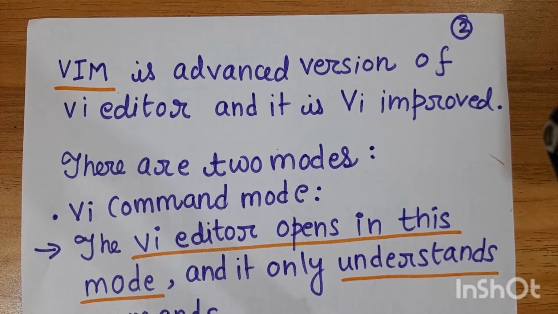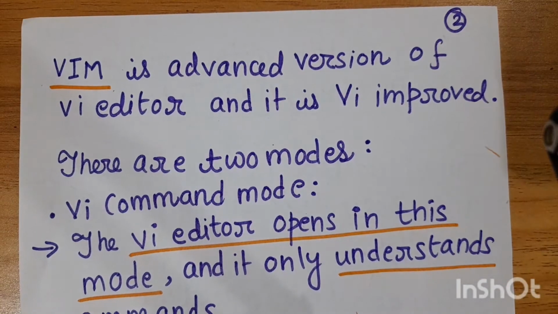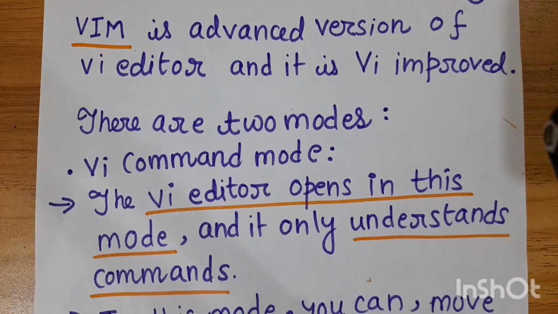There are two modes of the VI editor. The VI editor works in two modes. One is the VI command mode and the other is the VI insert mode. Let's talk about the command mode. The VI editor opens in this mode. First of all, we write vi filename. Let the file name be a new file I want to make. When I write vi filename, I enter into the VI editor where I write the content of the file. Initially it is in the command mode.